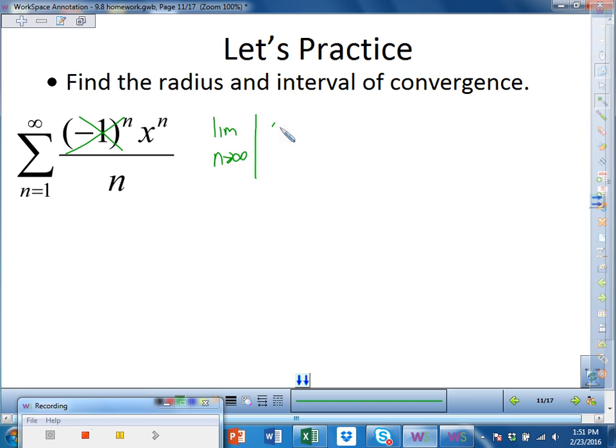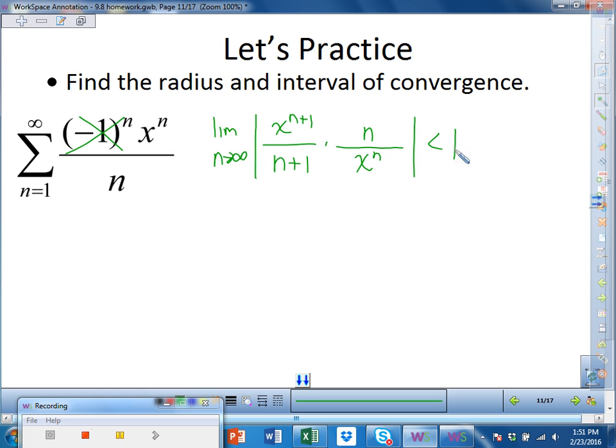So I'm going to write this as x to the what? n plus 1 over n plus 1. And then I'm going to divide that by the original sequence, which is the same as multiplying by the reciprocal. And I want this to be less than 1. You all with me?